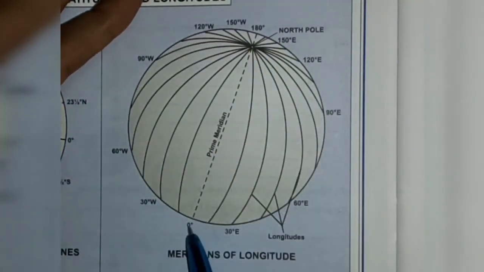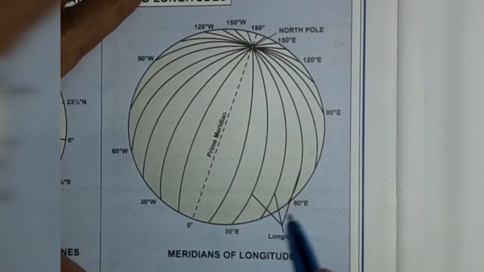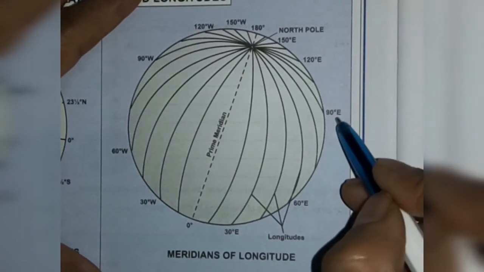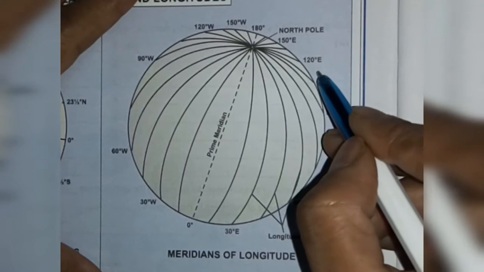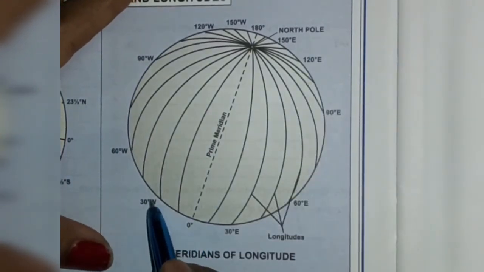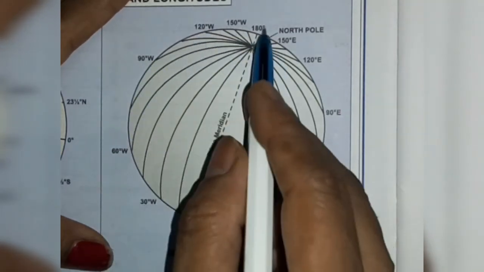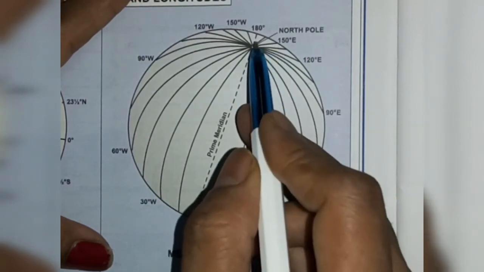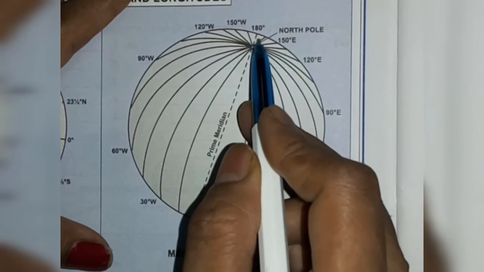This is the North Pole and this is the South Pole. If you start from 0, then you go to the east. This is 15, then 30 degree, then 45 degree, then 60 degree east, then 90 degree east. Then you go to 180 degrees east. From the west, if you start, here is 30 degree west, then 60 degree west, then 90 degree west, then 120, 150, and here 180 degree. 180 degree east and 180 degree west are the same line.